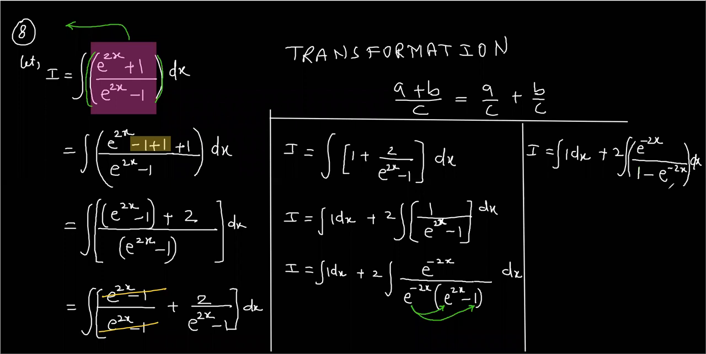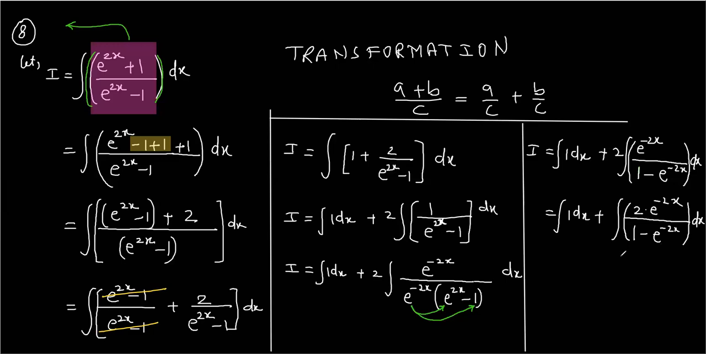Now this 2 I will write inside. So integration of 1 dx plus, I will write this 2 inside. So here I will get 2 times e raised to minus 2x, and 1 upon 1 minus e raised to minus 2x dx.